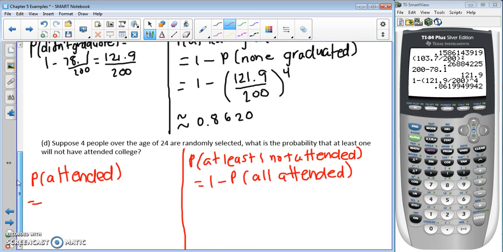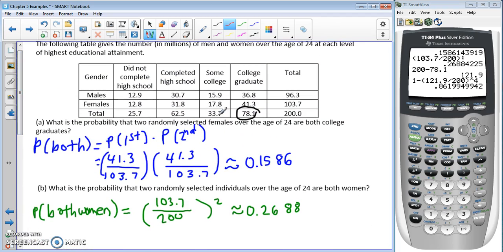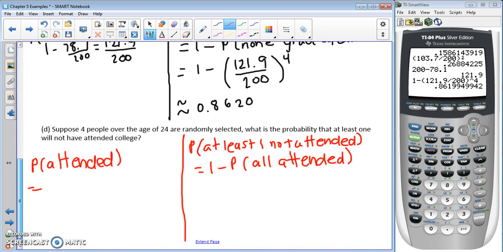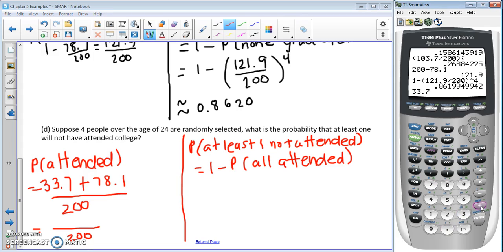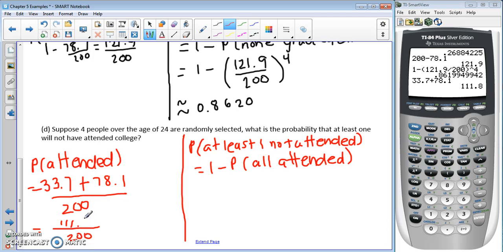So let's go back up here. If they attended college, they went to some college or they're a college graduate, right? So we're looking at these two totals over the entire amount. So we're looking at 33.7 plus 78.1 out of 200. That's 111.8 out of 200. So this is going to be 1 minus 111.8 out of 200, and we're looking at 4 people, so I'm going to raise that to the 4th.